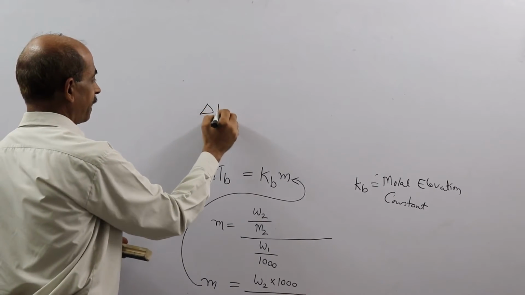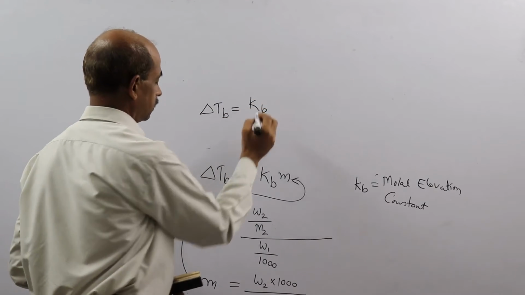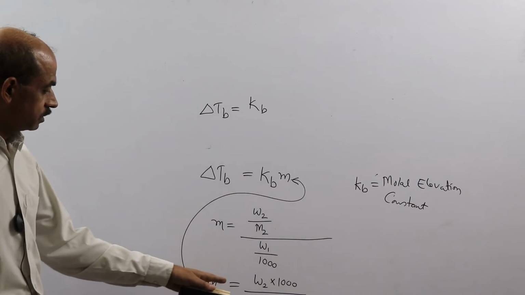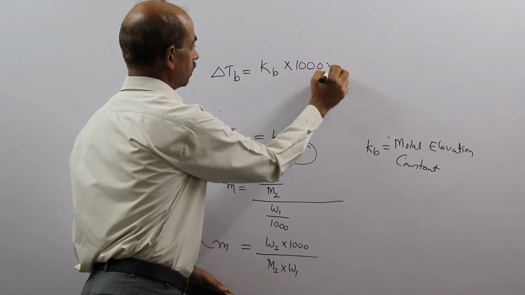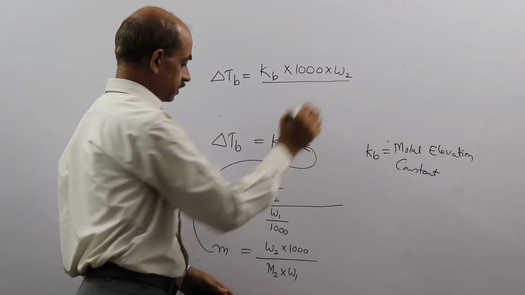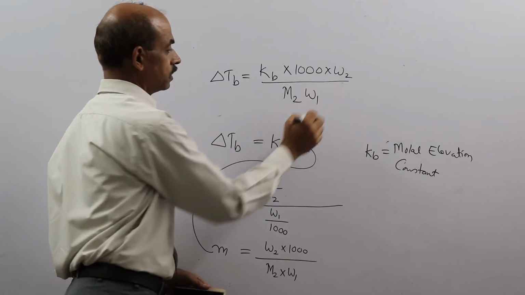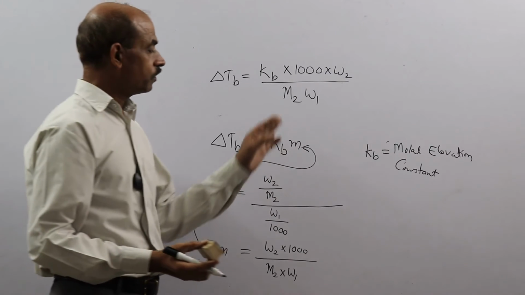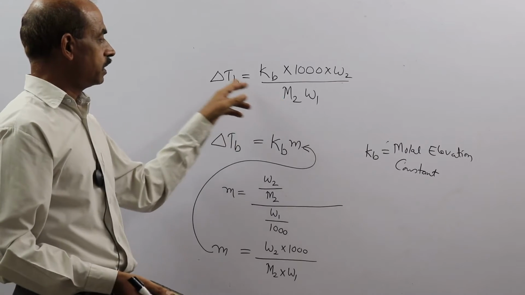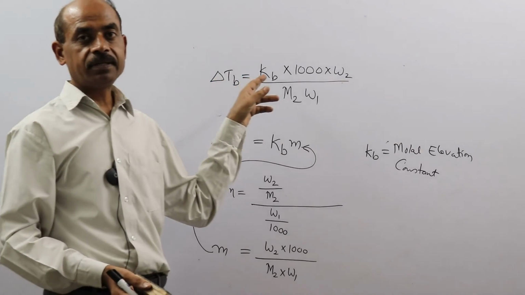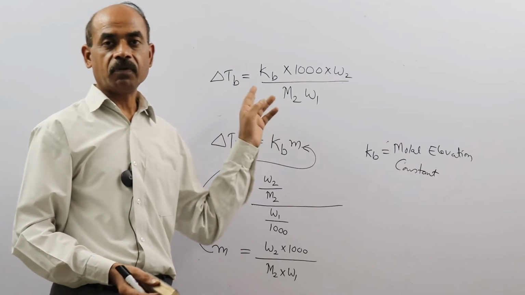Delta TB equals KB into 1000 into W2, and below it is M2 W1. So this is the whole formula which relates the molecular mass of the solute with the increase in boiling point of the solvent when some non-volatile solute like salt or sugar is dissolved in water.